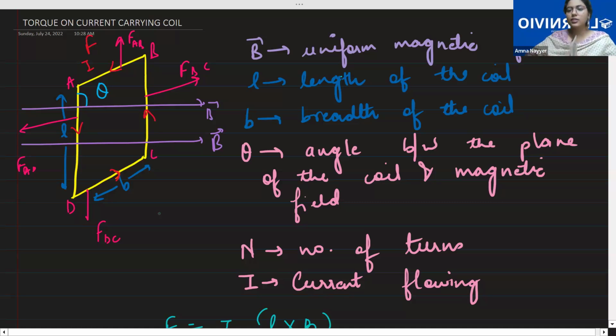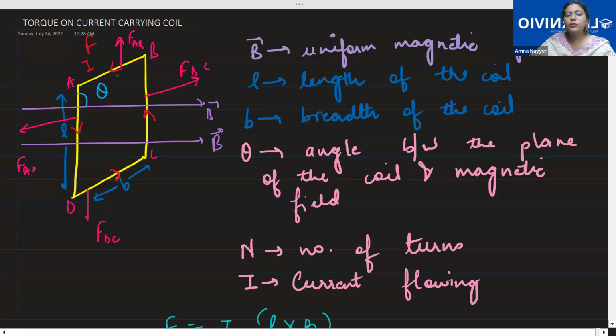So what is happening when the current is coming to us? We are seeing the direction of the forces. This is the coil. These purple lines are the magnetic field lines. This is how the current is flowing. The plane of the coil makes angle theta with the magnetic field. Length is L and the breadth is B.